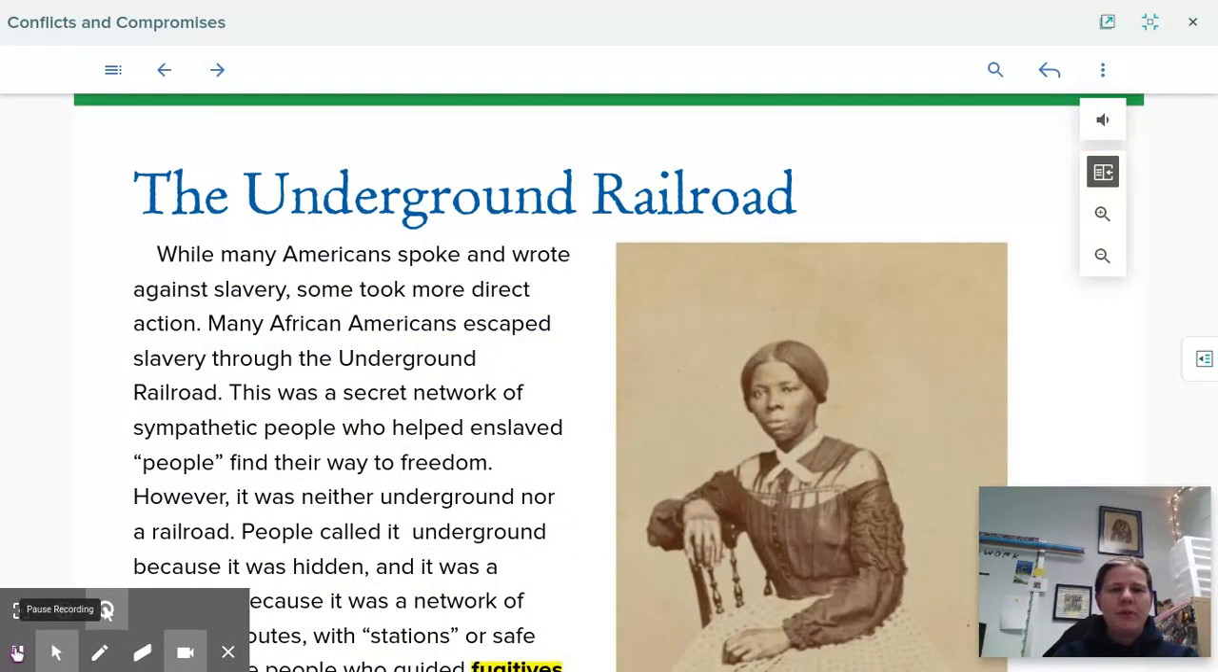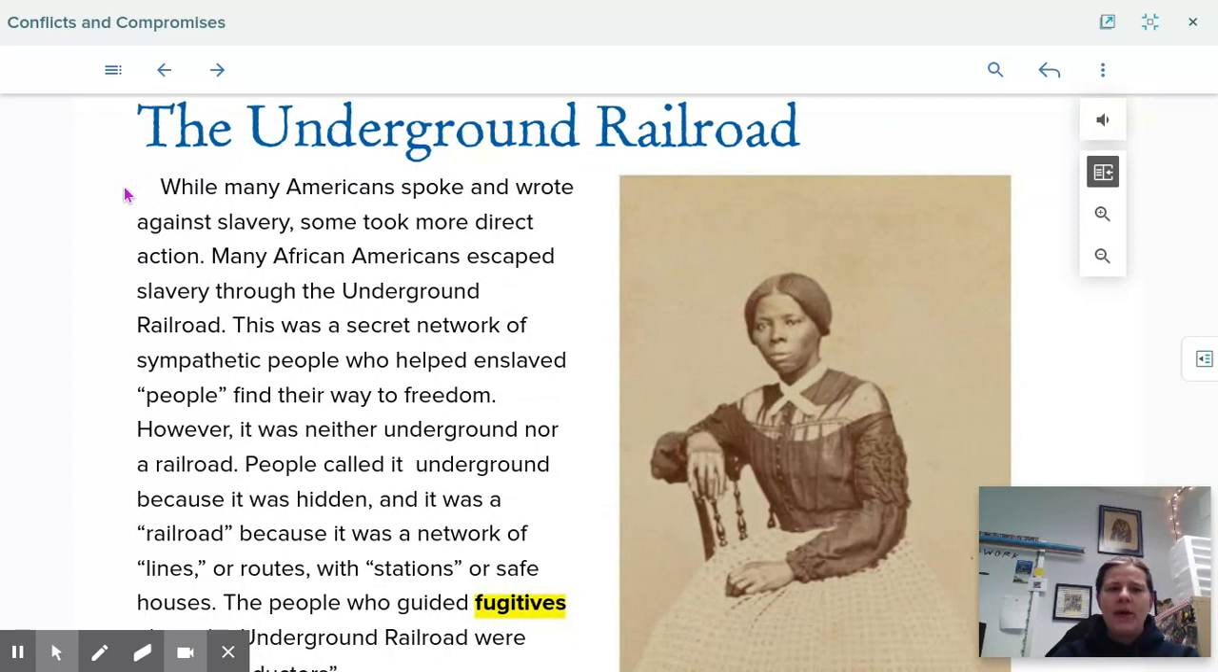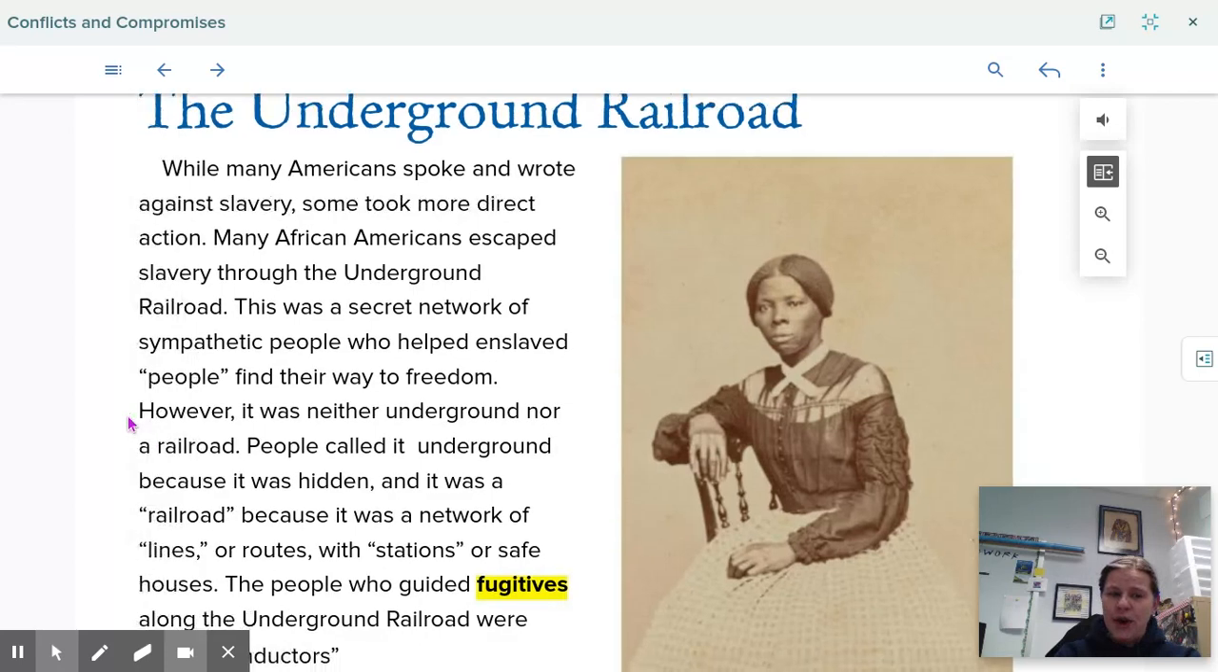So, I'm sure many of you probably heard about the Underground Railroad. So, let's go ahead and read about the Underground Railroad. While many Americans spoke and wrote against slavery, some took more direct action. Many African Americans escaped slavery through the Underground Railroad. This was a secret network of sympathetic people who helped enslaved people find their way to freedom. However, it was neither underground nor a railroad.